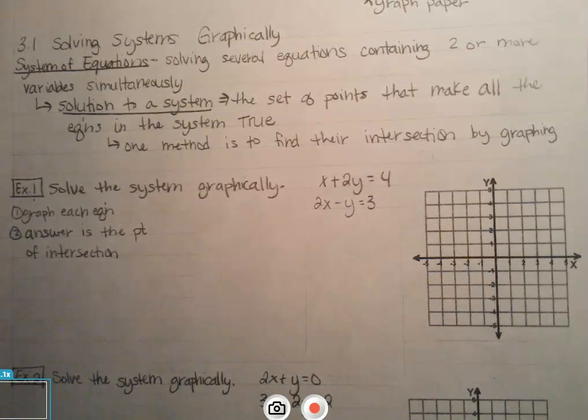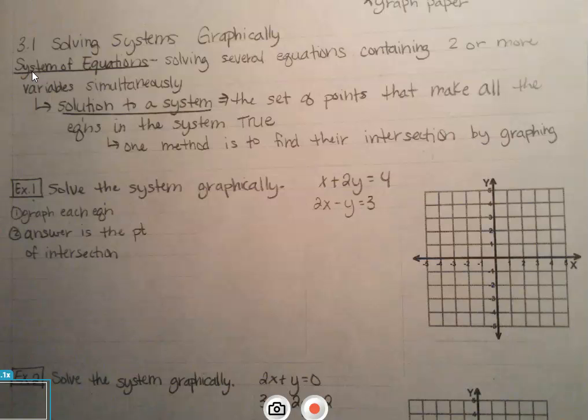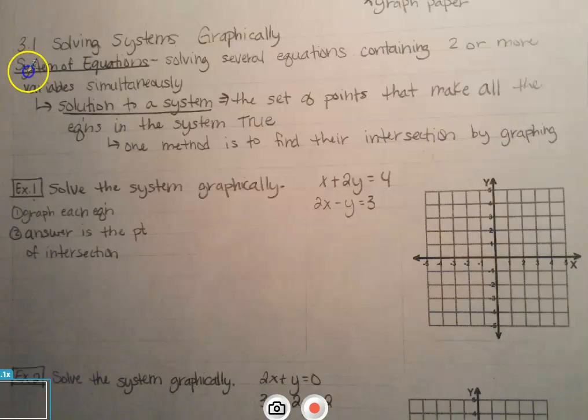All right, so systems of equations. Like I said, we talked about those yesterday, and you're pretty clear on what those are. But a system of equations is when we're solving several equations containing two or more variables simultaneously. So it might have an x and a y, an x, y, and a z. They might have an a and a b. A solution to the system is the set of points that make all the equations in the system true. Again, they make all the equations in the system true.